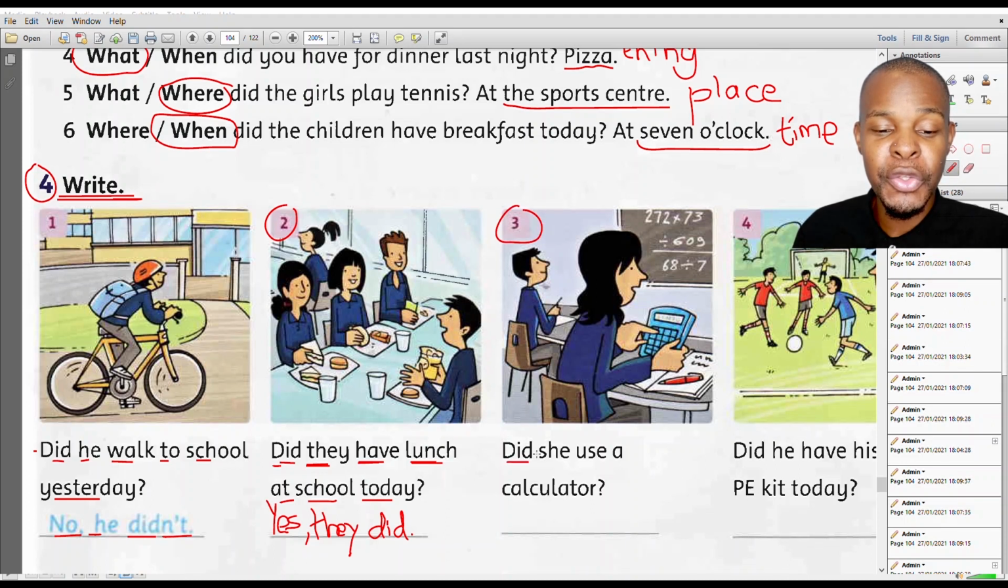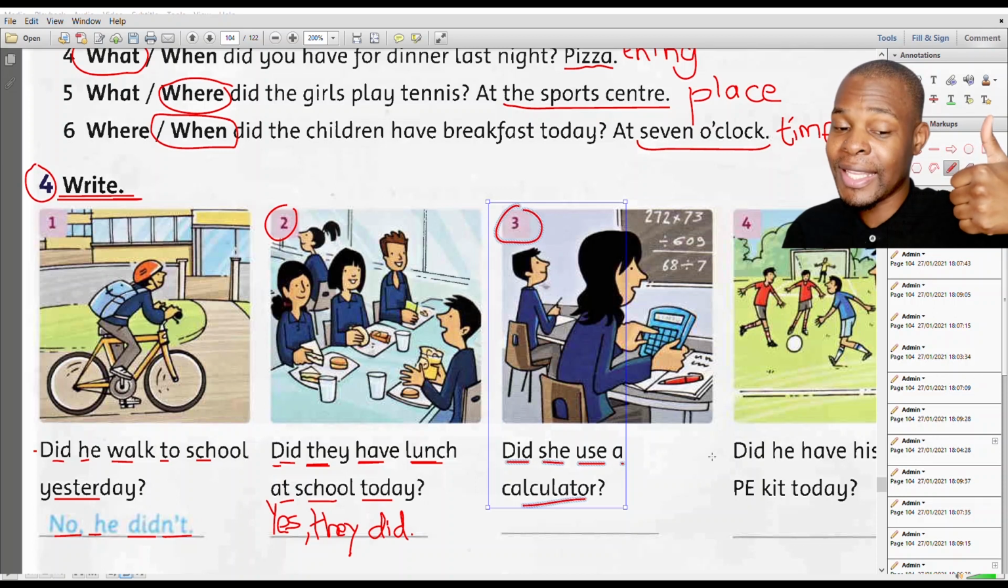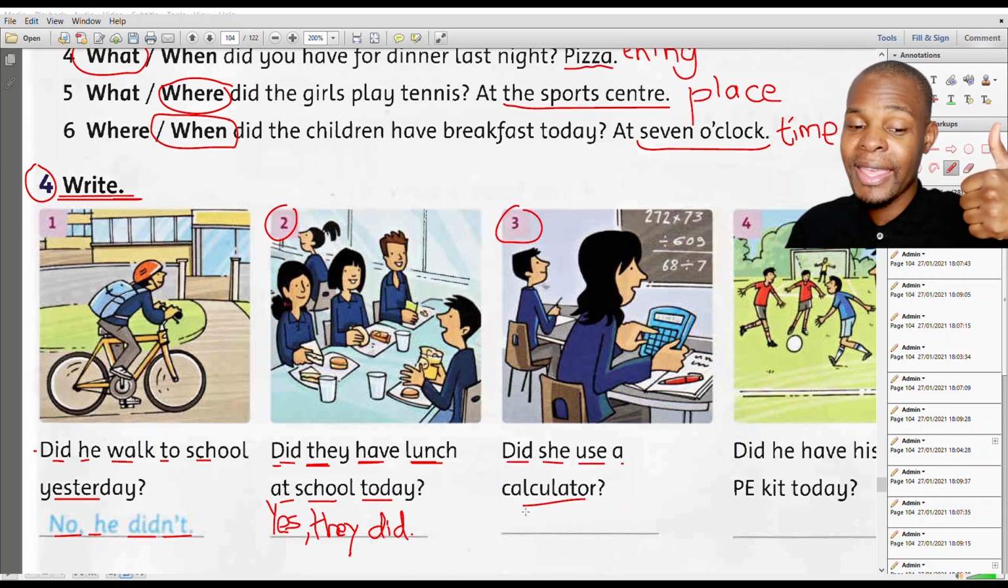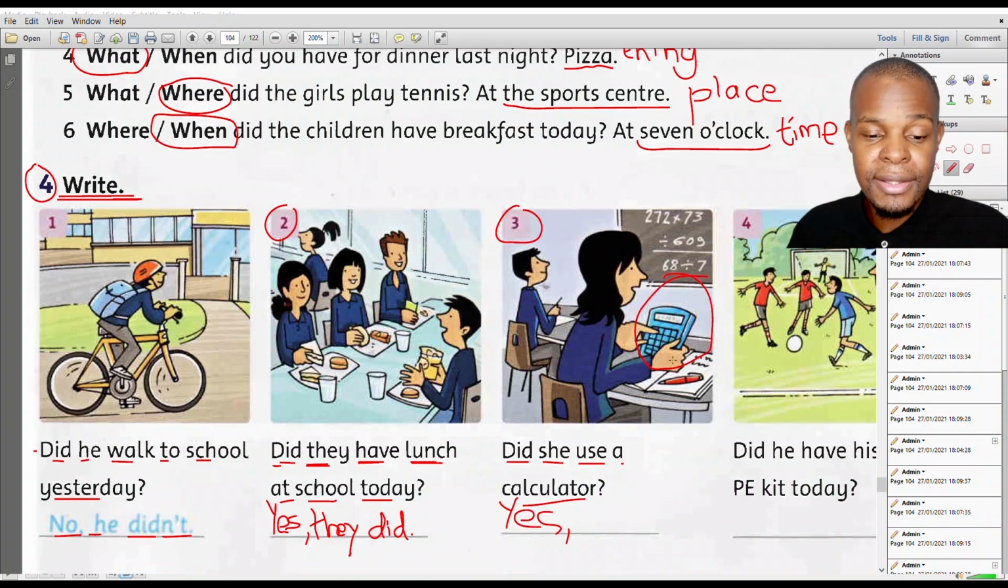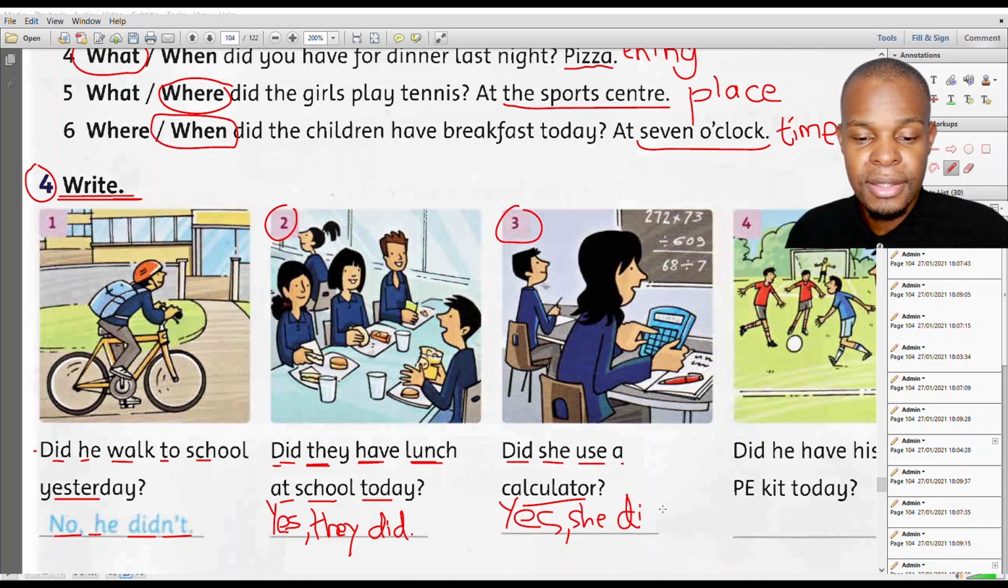All right, number 3. Did she use a calculator? Yes. You can see she's holding a calculator here. Yes, she did. All right, the next one.